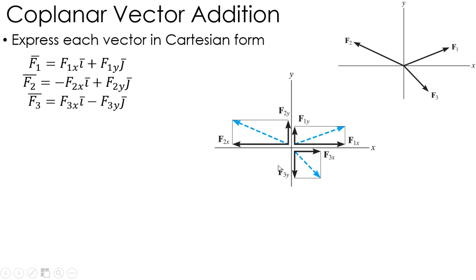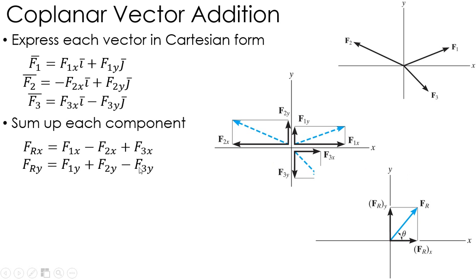Likewise, my F3y is negative because it's acting down, positive y is up. This component is acting down, so I have this negative sign here. So the first step in adding forces is to break them up into their x and y components. Okay, and we do that just like we did on the previous slide using trigonometry.